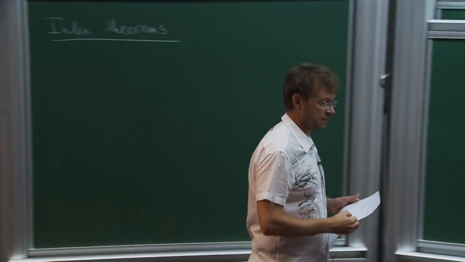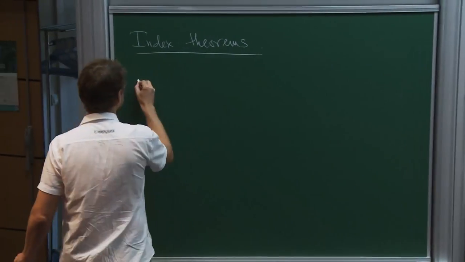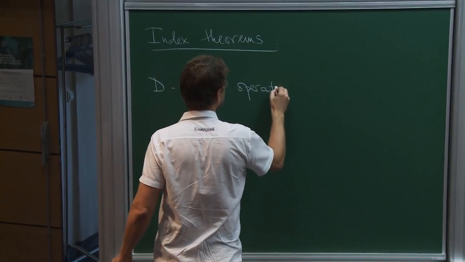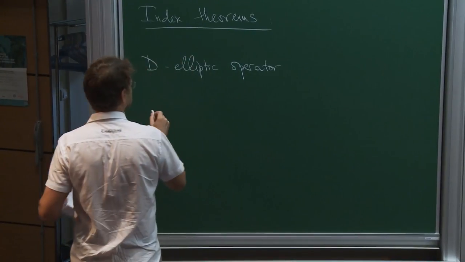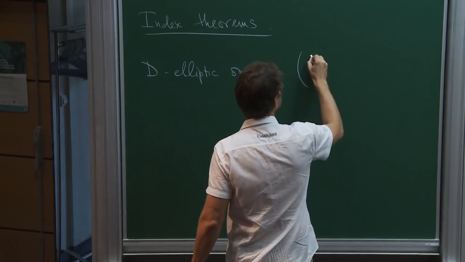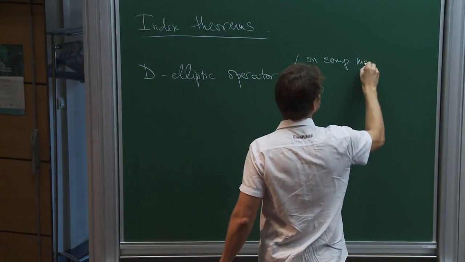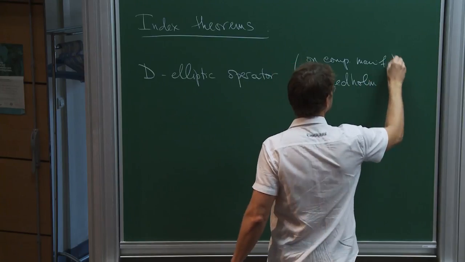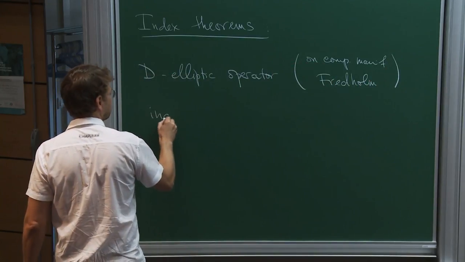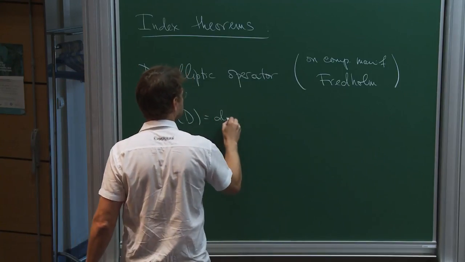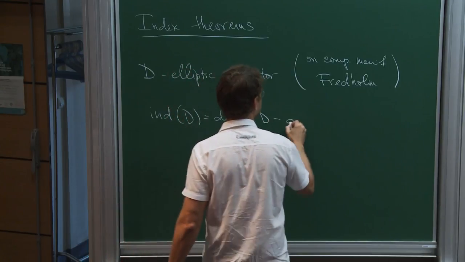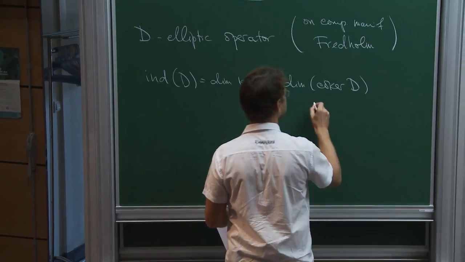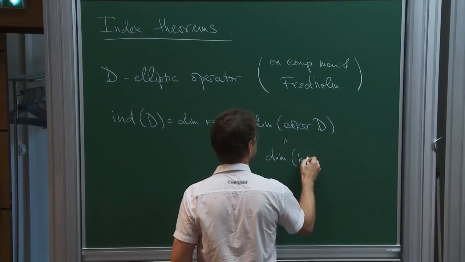The main thing I told you is that we are interested in the operator D, which is an elliptic operator. I'm reminding you that on a compact manifold, it is Fredholm. Then for such an operator, you can define the index of the operator, which is the dimension of the kernel minus the dimension of the cokernel of D. Just so you know, this is the same as the dimension of the kernel of D dagger.